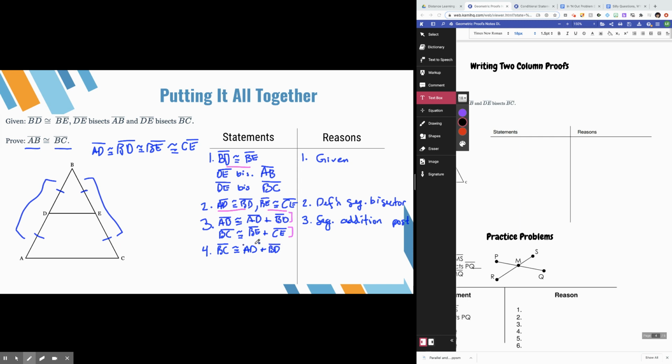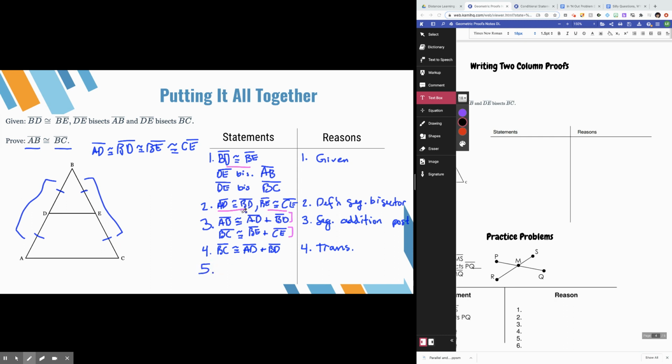Because remember, the goal is I want the addition stuff for AB and the addition stuff for BC to be the same so that I can put them in a chain and cut out the middleman, right? So I did this using the transitive property, but you could have called it substitution. That would have been okay.